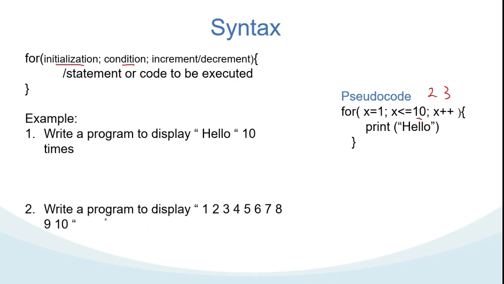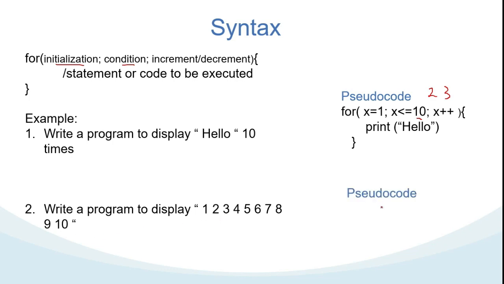Second example is this. Write a program to display number 1 up to 10. If you see here, the job is actually the same. You will have to do the same job. Display number. First, you display number 1, and then you display number 2, number 3. So, it's repeating job 10 times.